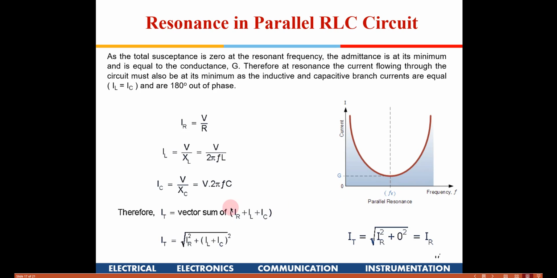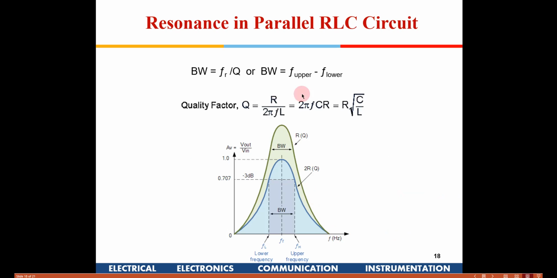Again, the resonance frequency formula will be exactly the same here. The resonant frequency will be the same. However, the quality factor here is different. There we saw it was L omega by R, here it will be R divided by L omega. So the definition of the quality factor in a parallel RLC circuit and a series RLC circuit changes.